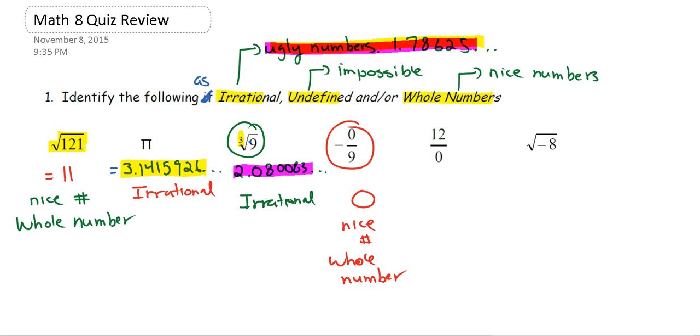Okay, moving on. What about 12 divided by 0? Well, if I give you a test and I tell you that you got 12 out of 0, does that make a lot of sense? And the answer is no. Alright, this is actually impossible. And once again, if you go to your calculators and do 12 divided by 0, that will give you an error sign. So you can never divide by 0, so that's going to be impossible. So that's going to be undefined.